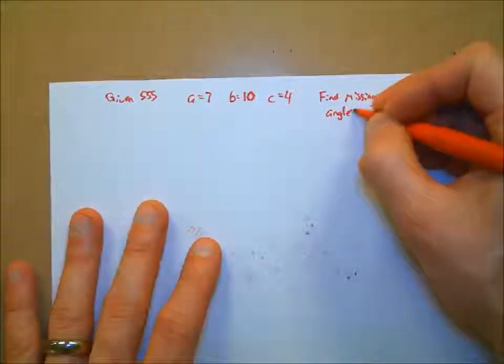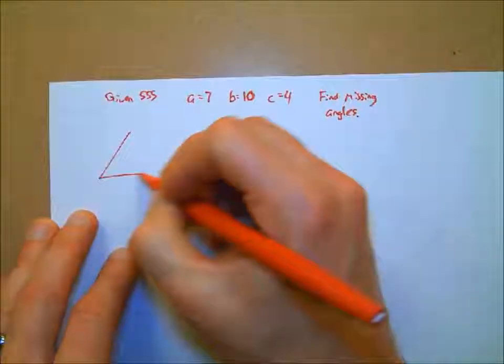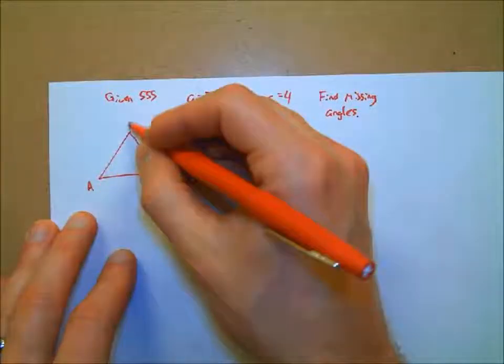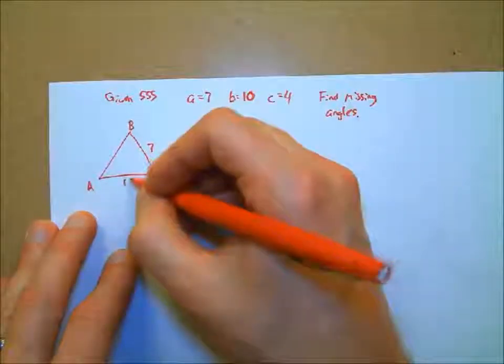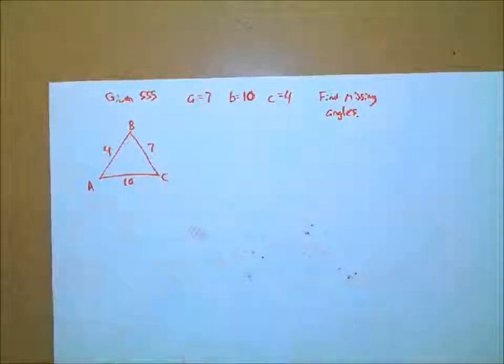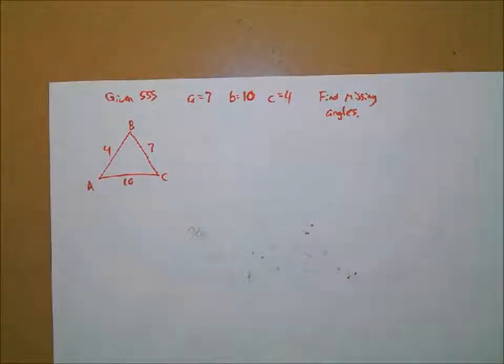Okay, so we'll draw a little picture here. A, B, C, not drawn to scale. Side A will be 7, side B is 10, side C is 4. Which formula of the law of cosines should we use here? Really, any of them will work, because you have all 3 sides, so you can pick and choose which angle to solve for.